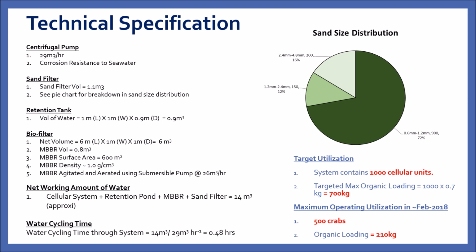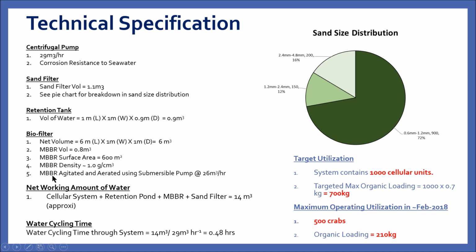The sand filter breakdown, as shown earlier, shows the breakdown of the different sands that we are utilizing in our sand filters. This is the retention tank volume of water and the biofilter volume. Note that we have 0.8 meter cube of media. For every meter cube of media, we know that it can process up to 6 kilos of feed. So 0.8 meter cube would mean feeding up to 4.8 kilos a day. And this is the surface area for every meter cube.